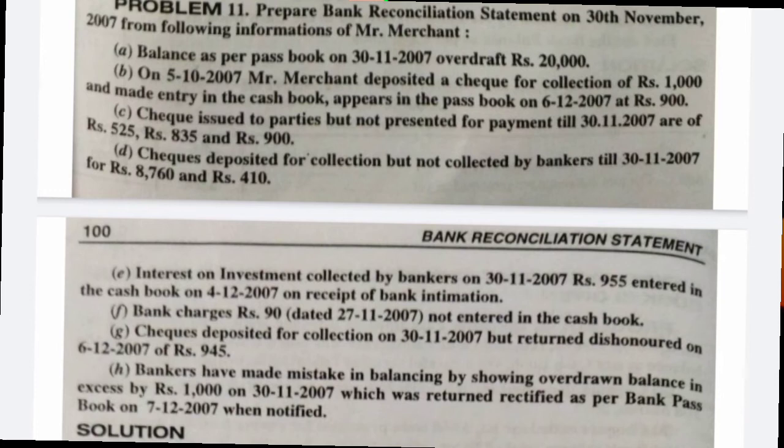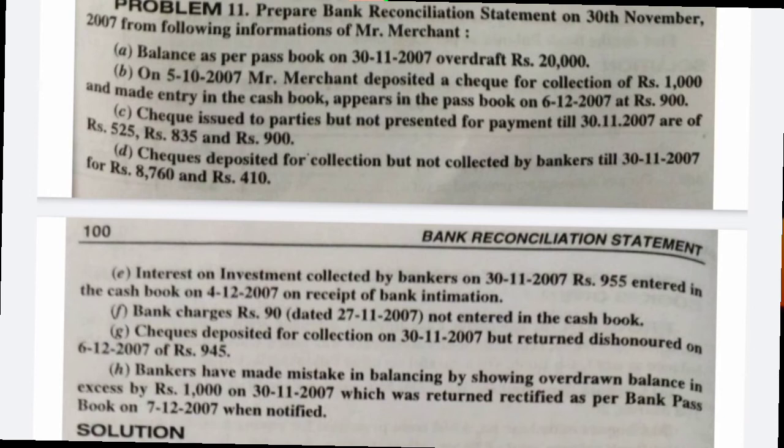Next one, on 5th October 2007, Mr. Merchant, or Mr. Bunty, deposited a check for collection for rupees 1,000 and made entry in the cash book. Okay, in the month of October only he made the entry in the cash book. It appears in the passbook on 6th December 2007 at rupees 900. Okay, you can do one thing here. Write one date, that is the 5th October 2007, in that month he deposited the amount of rupees 1,000.